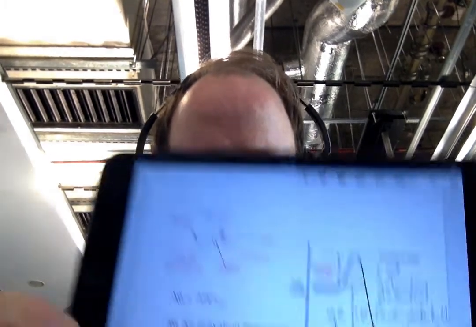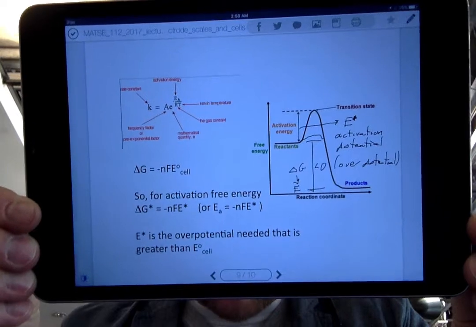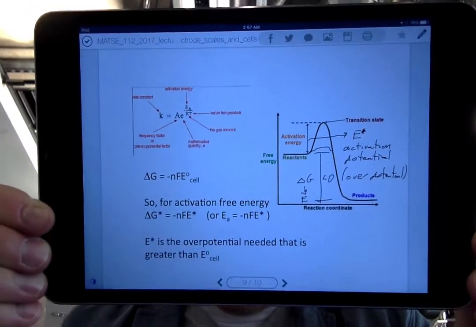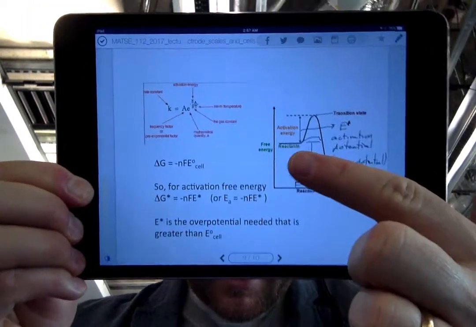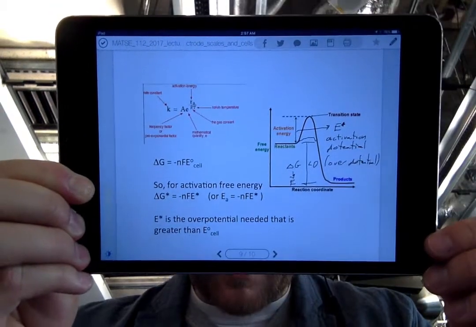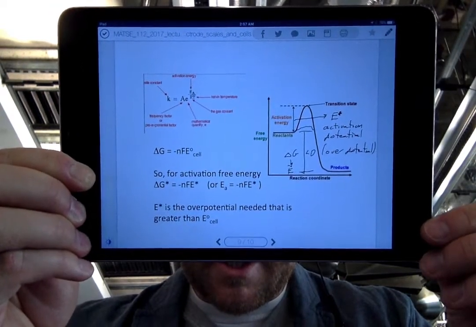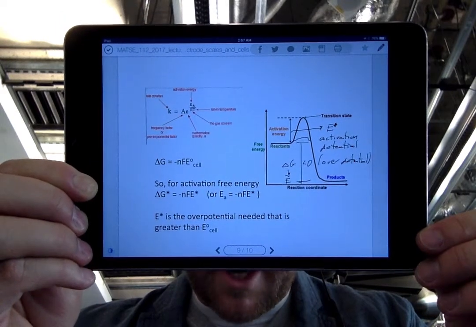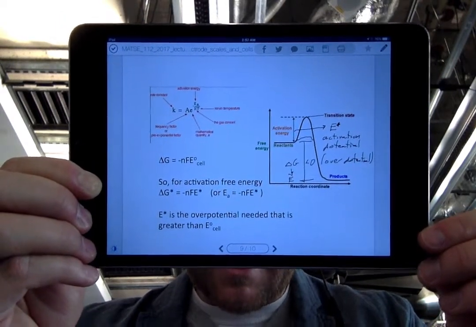And this gets us ready to talk about kinetics in electrochemical systems. And so last time we talked about activation energy, and you remember this slide, where we have delta G, and we have the activation energy, and we know we can relate delta G to the electrochemical potential, but now we can relate delta G to E star, or the activation energy, or the activation potential, or the overpotential.